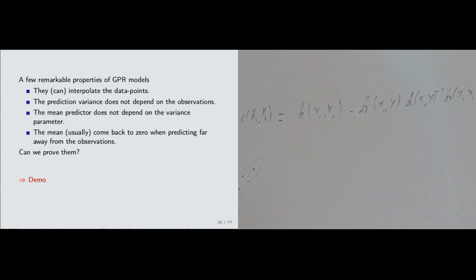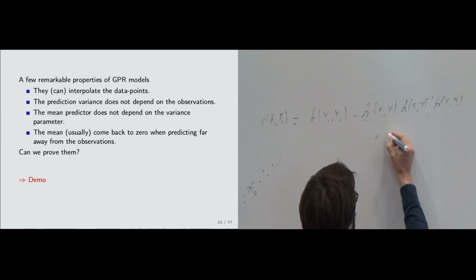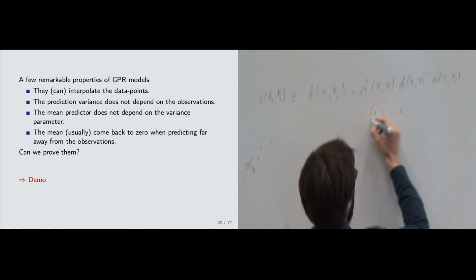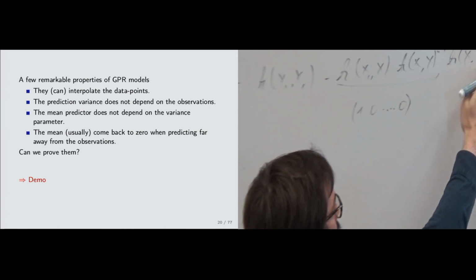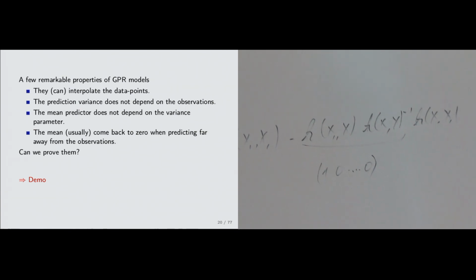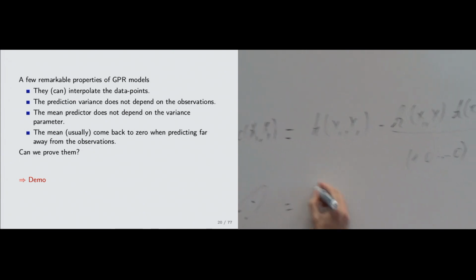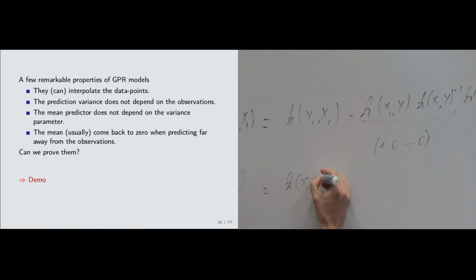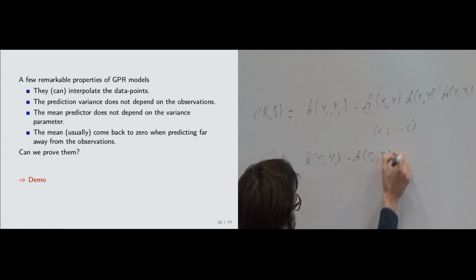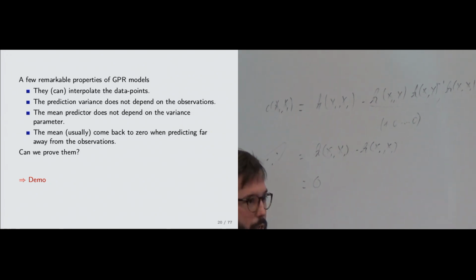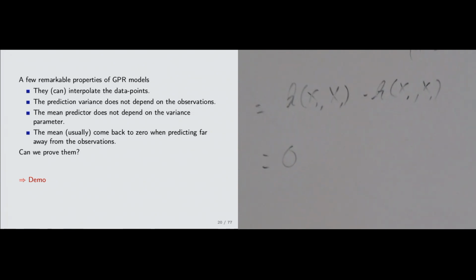And that's the exact same trick as before. This is going to be 1 and then zeros everywhere else. We are going to multiply that by this vector. So we're going to pick the first element of this vector, which is exactly this guy. So this is going to be k of x1 x1 minus k of x1 x1, and that's 0. So the conditional variance where we have an observation is 0.